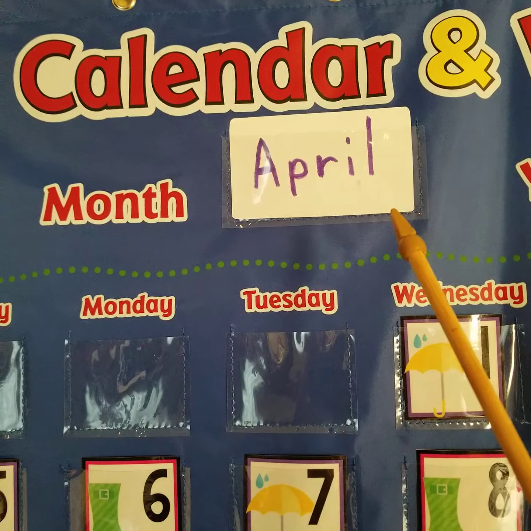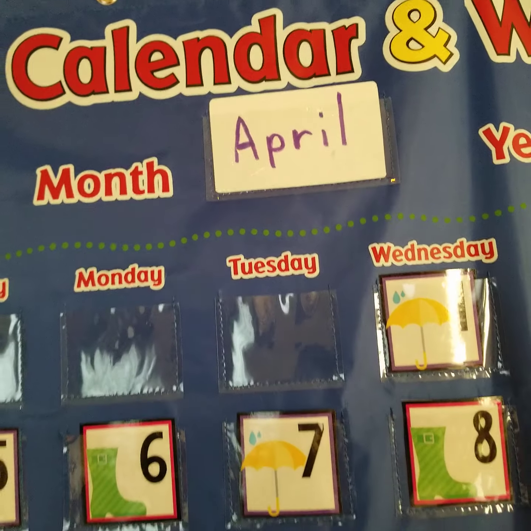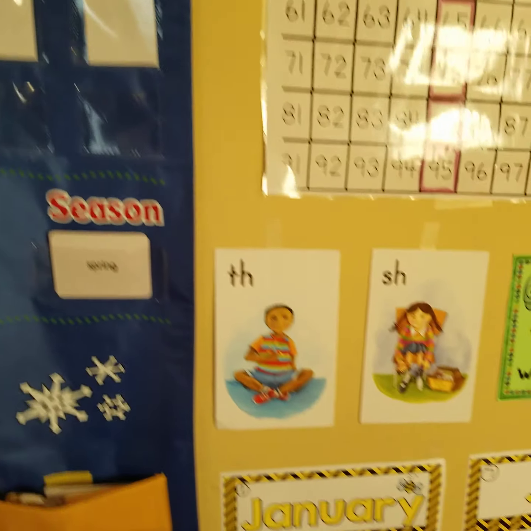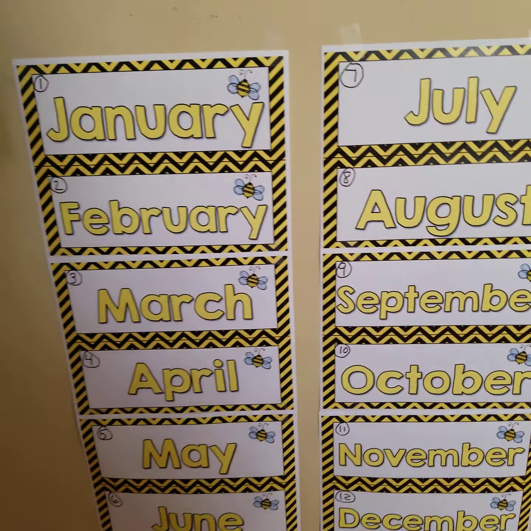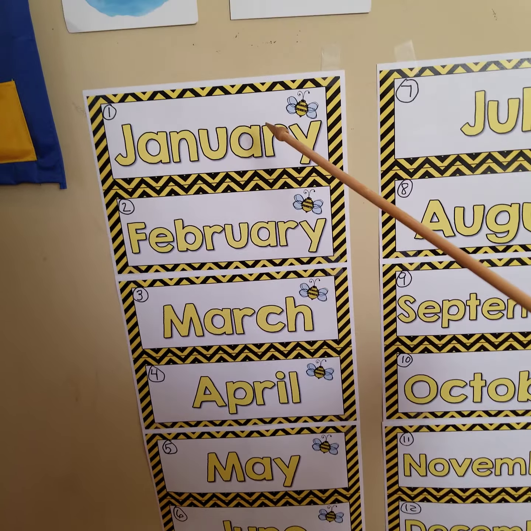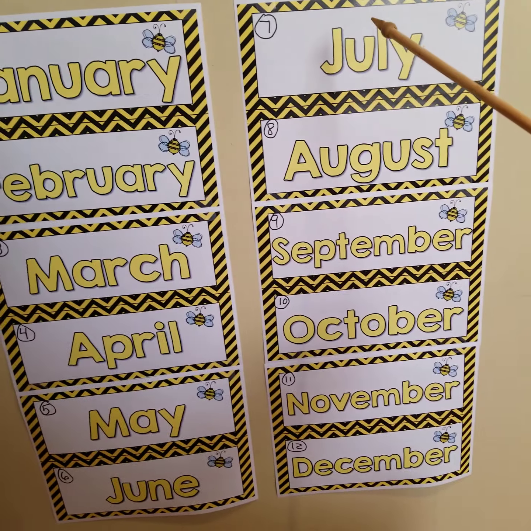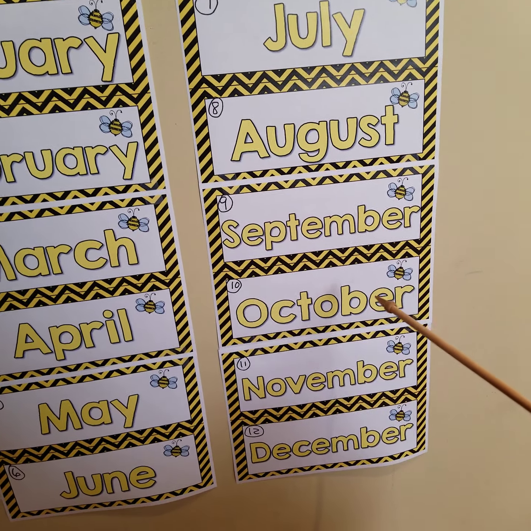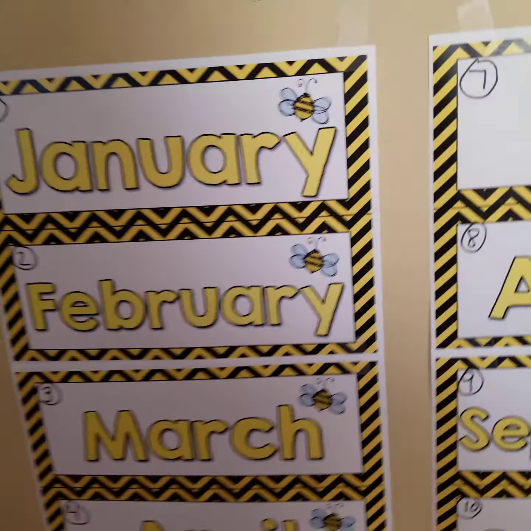That is our 4th month of the year. And let's go on down. How many months do we have in the whole year? 12, correct. Now let's go ahead and say those 12. January, February, March, April, May, June, July, August, September, October, November, December. Good job, boys and girls.